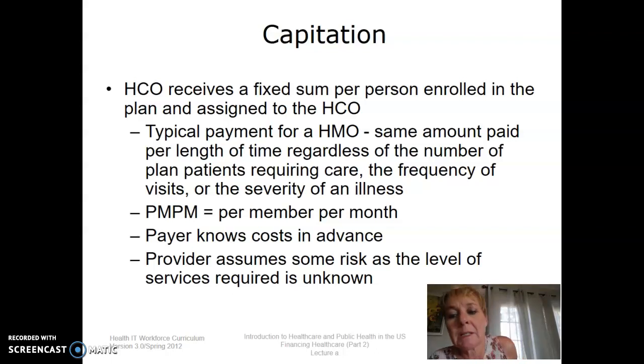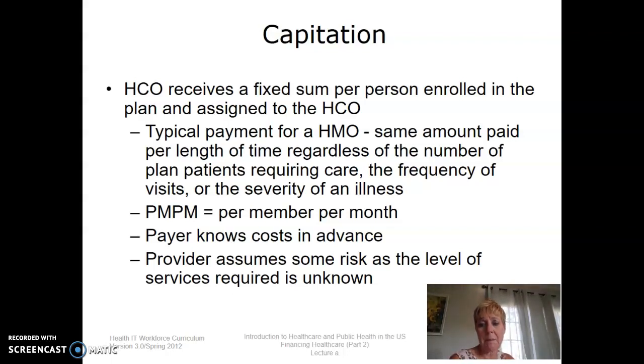So that provider gets a per member per month cost. Let's say you get someone with 1,000 members. Doesn't matter what that healthcare organization does for the members of that organization. They get a fixed amount every month per member per month. So maybe it's $50 per member per month. This is your budget for the month.